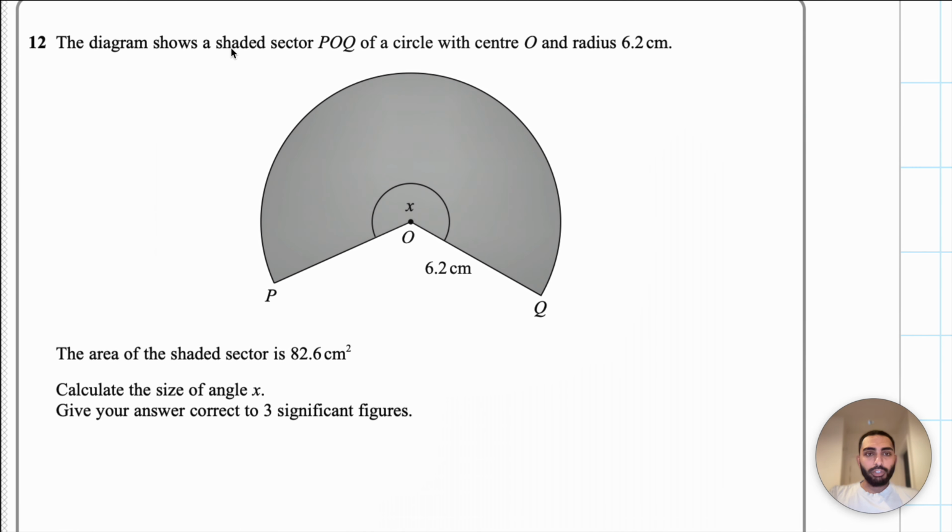Question 12. The diagram shows a shaded sector POQ of a circle with center O and radius 6.2 centimeters. The area of the shaded sector is 82.6 centimeters squared. Calculate the size of angle X, give your answer to 3 significant figures.